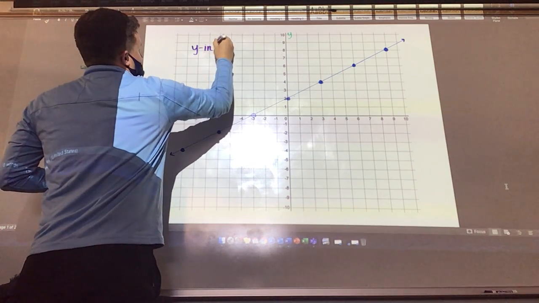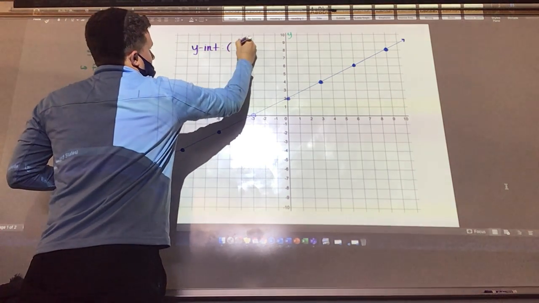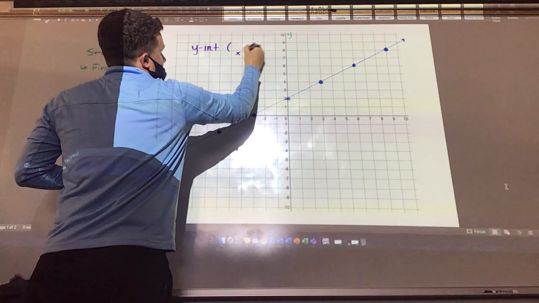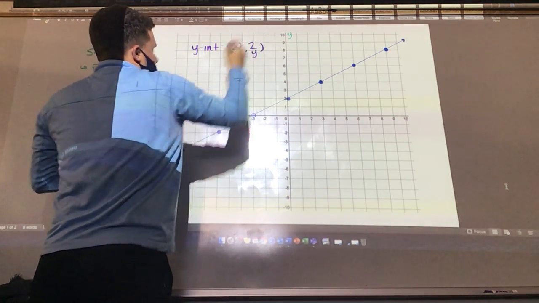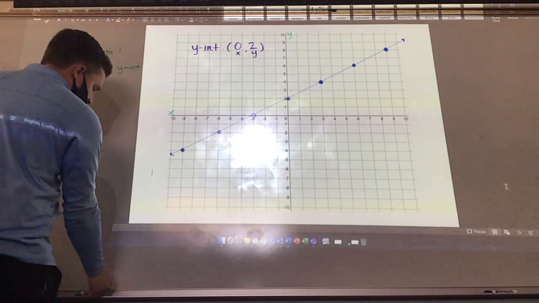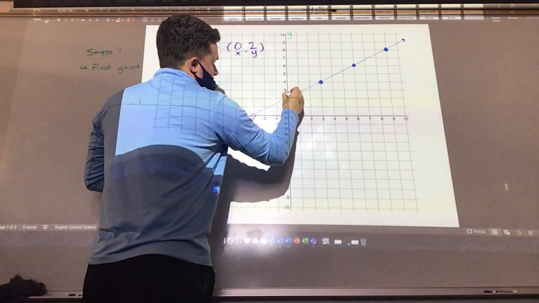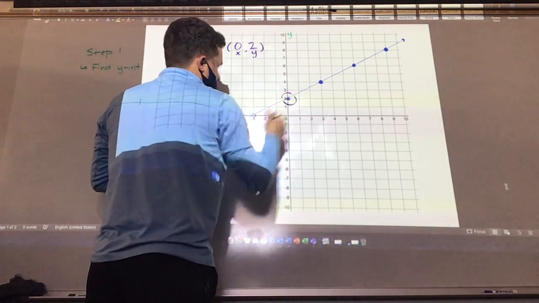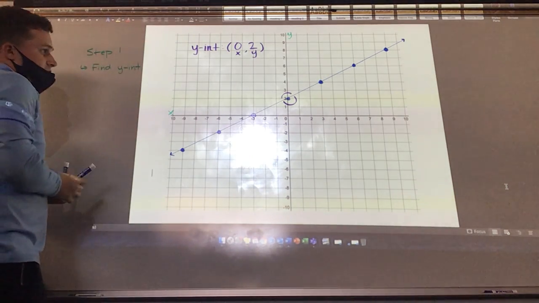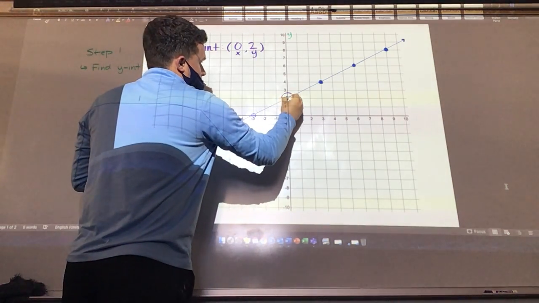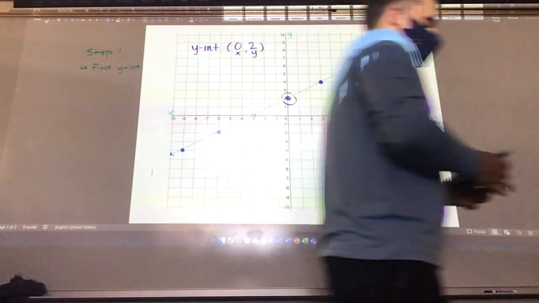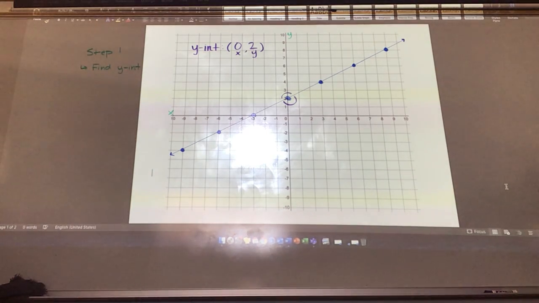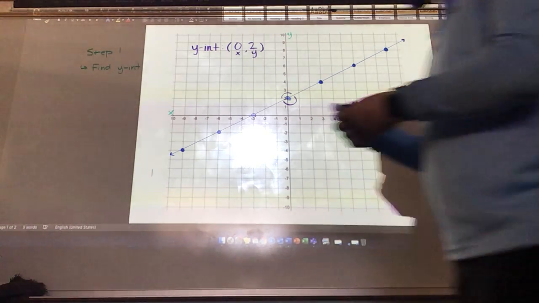The y-intercept, and when we write y-intercept, remember we need an x and a y. So it's going to be 0 for x and 2 for y. Okay, your y-intercept is always going to be 0 something because we don't move left or right. We just move up or down. Yep, y-intercept. And we have 0, 2. Okay? Now the next thing we need to do is find our slope.